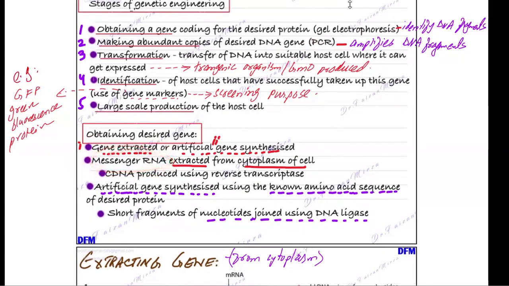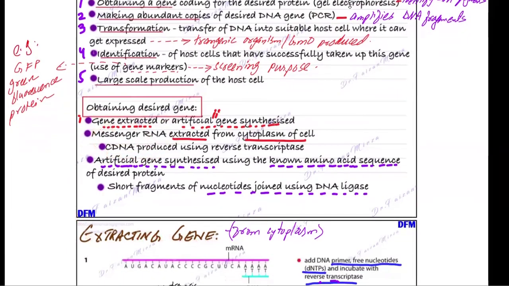Once this messenger RNA is taken out, you produce a cDNA out of it using the reverse transcriptase enzyme. Now, how do we do this? We'll discuss this later on in the same video. So what do we do further? What is the first thing? The gene being extracted from the cell. The second thing could be you synthesize an artificial gene.